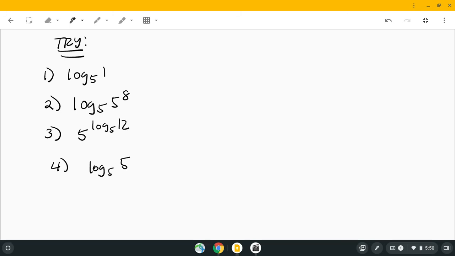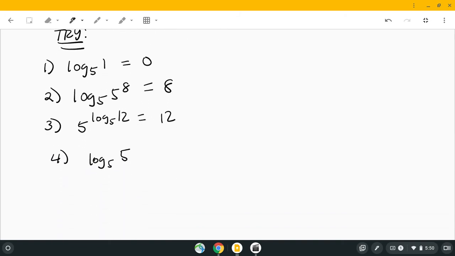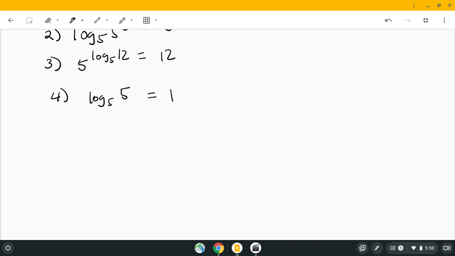Okay, so here, 5 to what power is 1? 5 to the 0 is 1. 5 to what power is 5 to the 8th? Has to be 8. They have to match. This one is going to give us 12. That's the number 4 property that we did up there. And this one over here, 5 to what power is 5? 5 to the first power. All right, excellent. So let's go ahead and take a look at graphing logs.